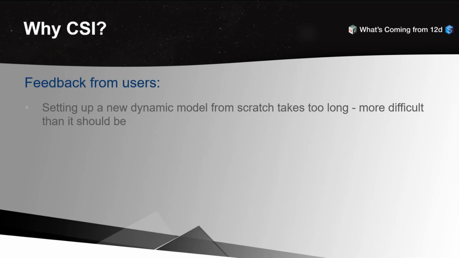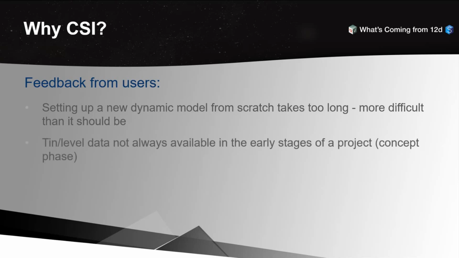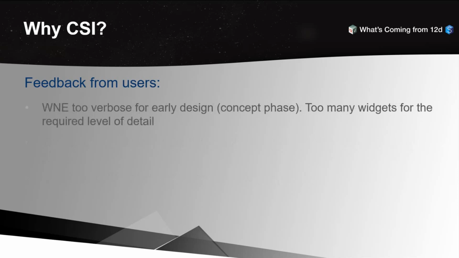Another point that they made was that level data wasn't always available. So from a concept phase perspective, they may not have any survey data, or they may not have any level data. It's really more of a higher level approach to the problem, and they found it tough to work within 12D under that scenario. One of the other things that was mentioned was creating duplicate links. Any of you who've done that will probably be able to relate to that somewhat.